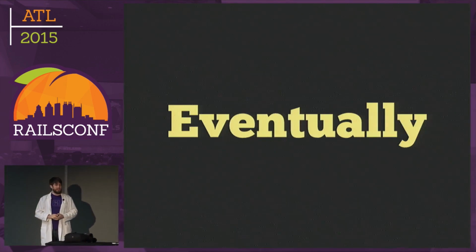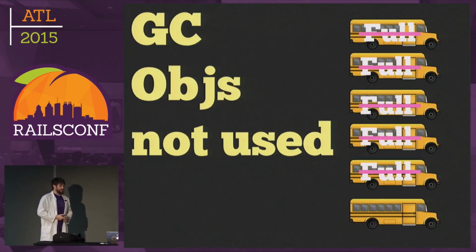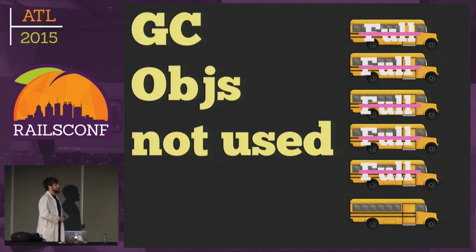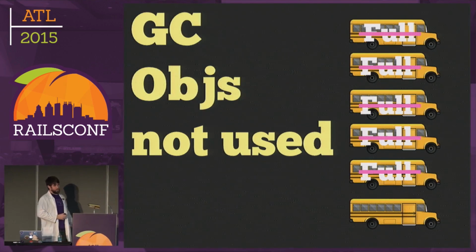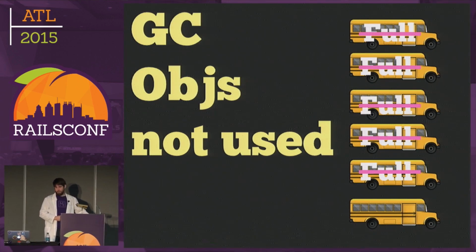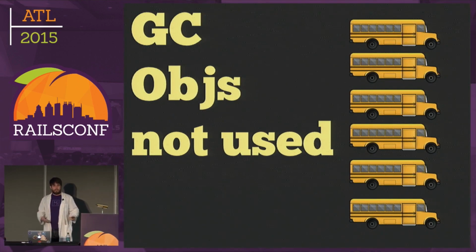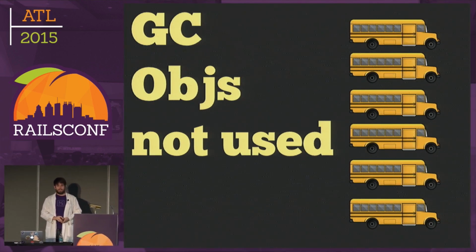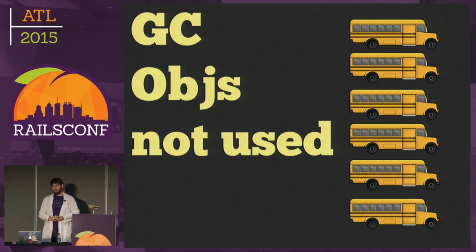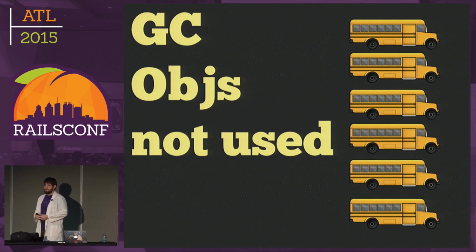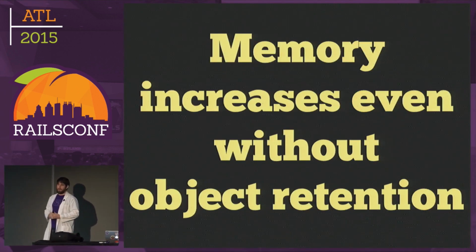Eventually, we can go back and say, all right, we're going to run garbage collection, and we don't need those objects. We can just mark them, or just get rid of them. And we get rid of them. But you notice that our bus count is still high. So Ruby is going to increase memory use without retention.